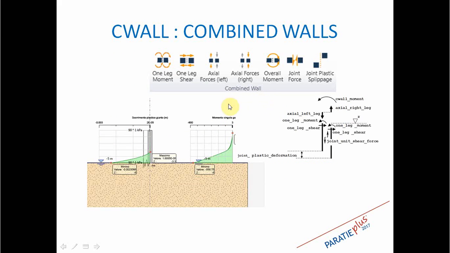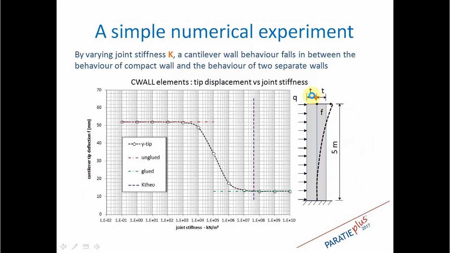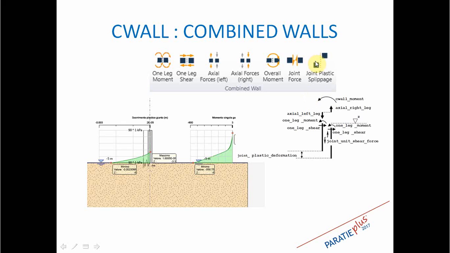Once this element has been used, the results are not only the overall bending moment and shear force of the element, but also the shear, the internal action taken by each leg, and also the joint force along the wall. Just to remember that the joint behavior is plastic, and if plasticity occurs, we may have also plastic slippage.